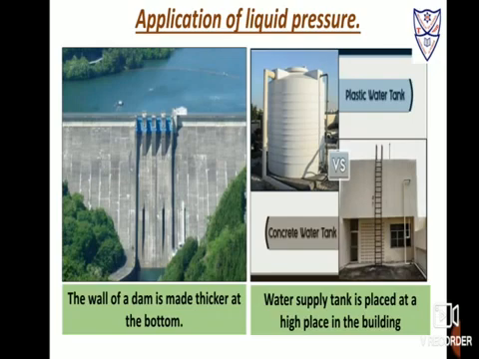Second image, you will see water supply tanks. Now the water supply tank is placed at a high place in the building. Why? Because the tanks are placed at a greater height, the pressure of water will be large enough to force the water to reach the taps of the houses.